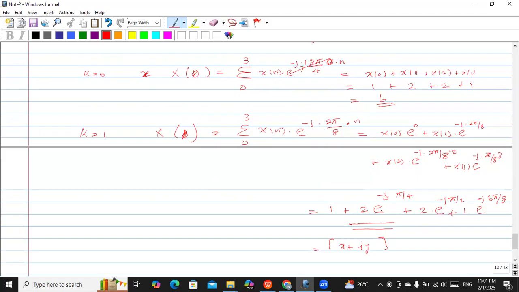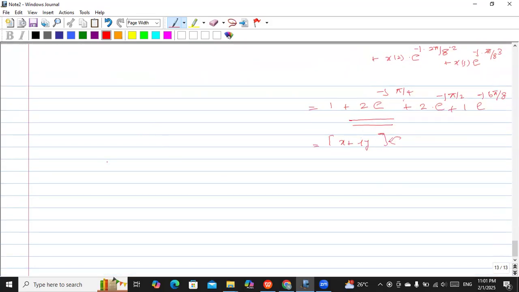Okay, and if you use Euler formula also, this 5π by 4, 5π by 2, this will be cos 5π by 4, sin 5π by 4. So you can find that term also. Then using Euler formula you can find this Cartesian form of the frequency sample.